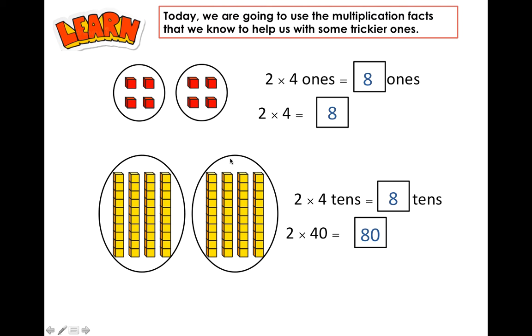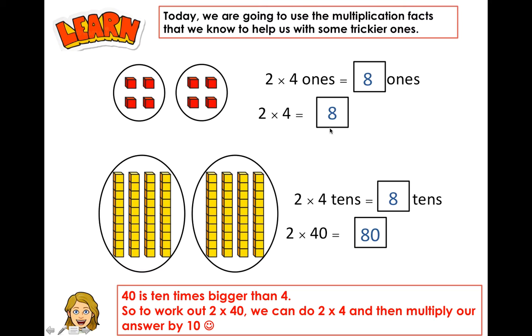So because I know that 2 times 4 is 8, and I know that 40 is 10 times bigger than 4, to work out 2 times 40, I can do 2 times 4 equals 8, and then multiply my answer by 10 to give me 80.